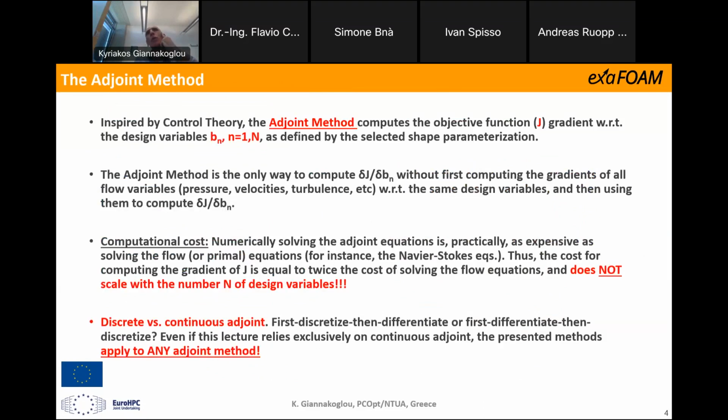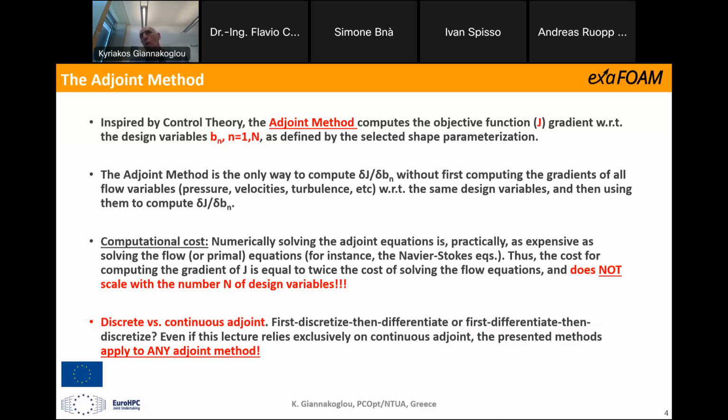I'm going to talk about the adjoint method. And some of you might not be familiar with the adjoint method, so allow me to take only 1 minute and explain to you what the adjoint method is without mathematics. The adjoint method has been inspired by control theory, and its role is to compute the gradient of the objective function J with respect to the design variables as defined by the selected shape parameterization.